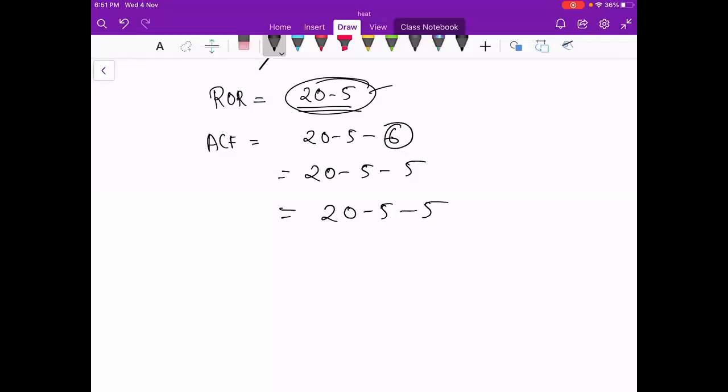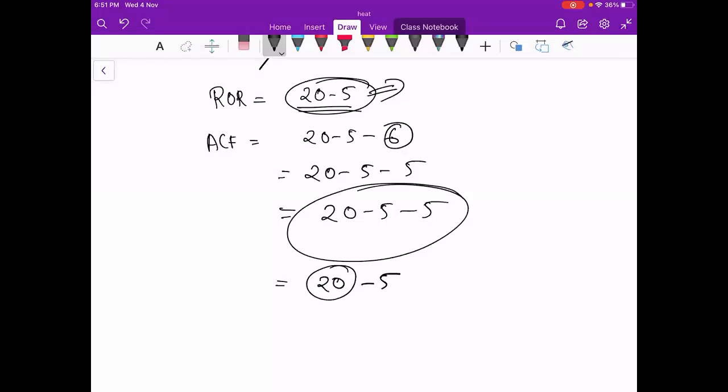Here I am using the word profit after expenses. Here I am using the word ACF. Both are different. But this is the 20. What is 20 representing? 20 is representing the money which is coming into your pocket, the money which you are getting. From that you have to pay the expenses, that is, you just have to subtract it. Why do you say it will be 20 minus 5 minus 5? Why would you do two subtractions?